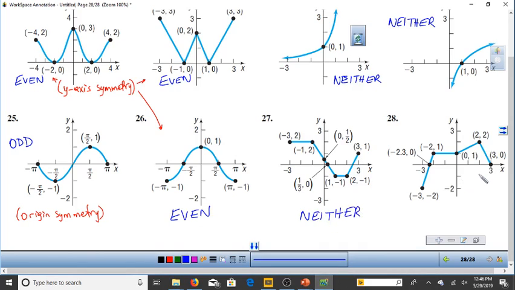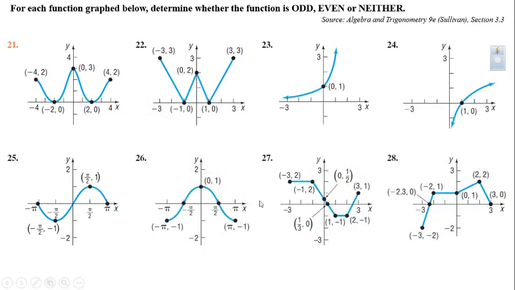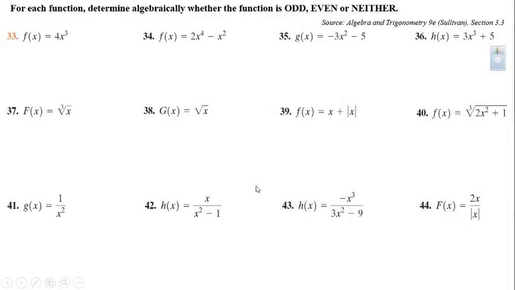And as you can see for number 28, it's a similar situation. This one has neither y-axis nor origin symmetry. So you can tell relatively quickly from the graph whether it has y-axis symmetry or origin symmetry, and therefore whether the graph is an even function or an odd function.